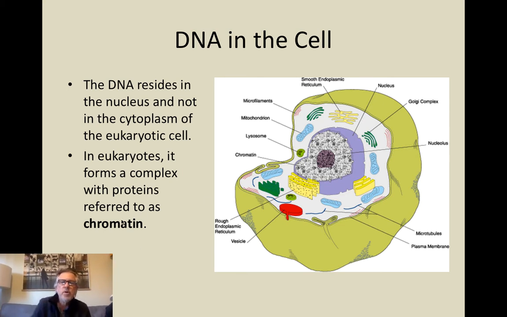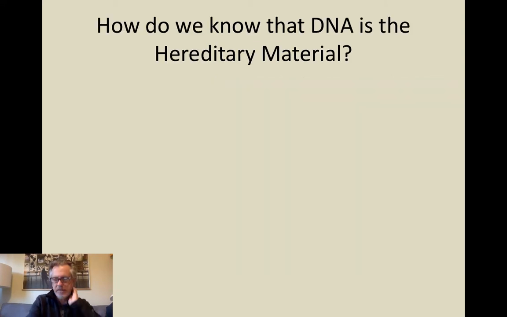You may remember that in prokaryotes, there is just circular DNA. It's a far simpler system. And what we want to look at today is, how do we know that DNA is the hereditary molecule?